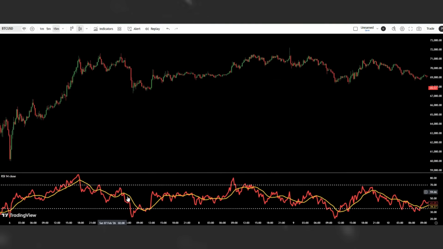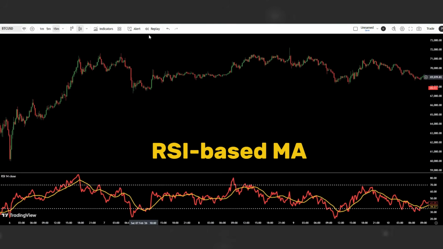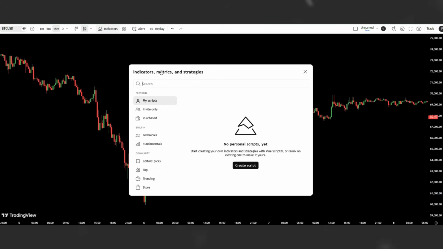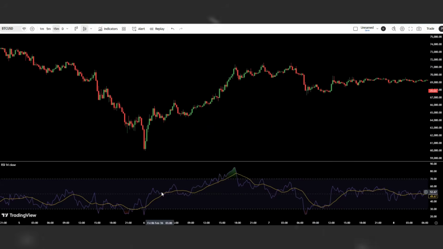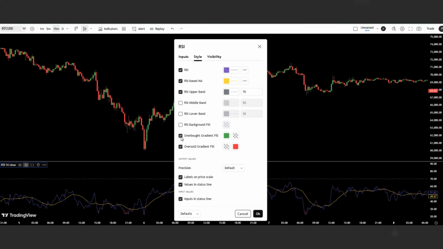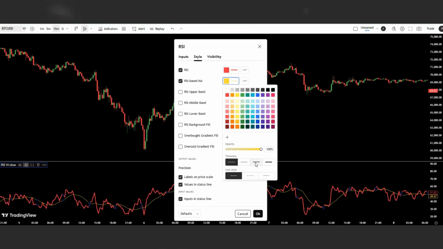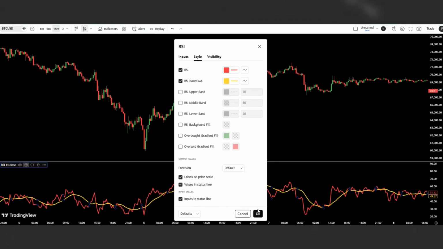Inside TradingView, you can add a moving average directly on RSI. It's called RSI-based MA. Go to the Indicators section, add RSI, and then open the settings. In the Style tab, check the RSI and RSI-based MA and uncheck the other options. You don't need them. Choose red for RSI and yellow for RSI-based MA and make the lines a bit thicker to be more visible on the chart, and then click OK.